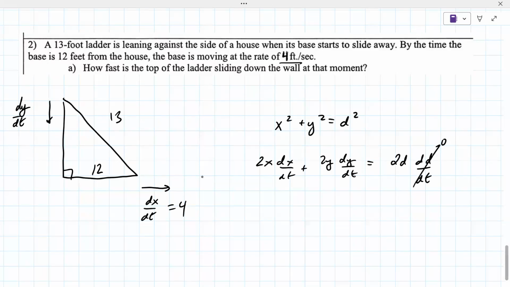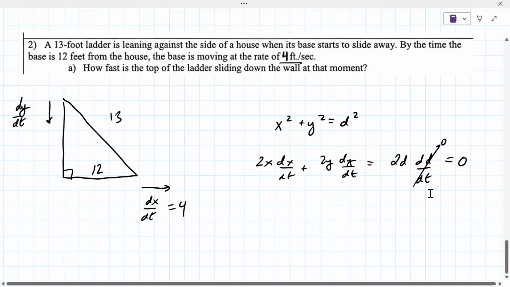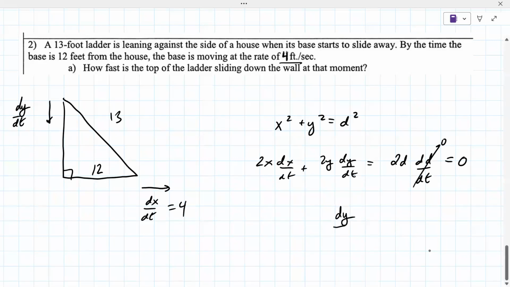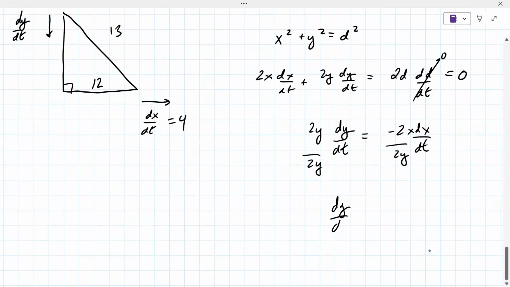Okay, so let's take a look here. So this whole right side is 0. This was my point, and I don't know if I made that clear or not, but the whole right side is 0. Is that what you had? Yeah, I had the whole right side zero. So when you solve for dy/dt, you have minus 2x dx/dt, and then you divide everything by 2y. So your dy/dt is minus x over y times dx/dt. Do you have something like that?